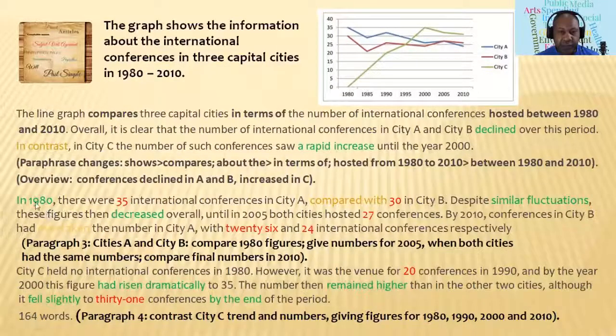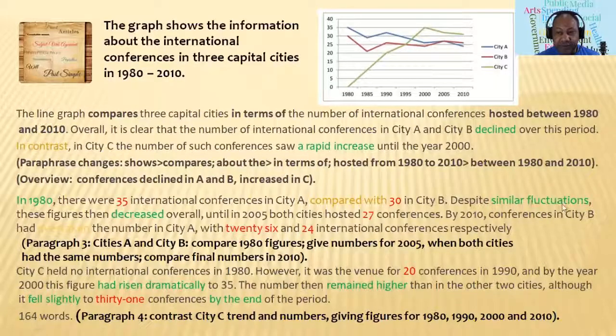First paragraph. In 1980, there were 35 international conferences in City A compared with 30 in City B. 35, 30. So that's our starting point. This also tells us that we're going to talk about City A and City B because this is our topic sentence. So the rest of the information is going to be about these 2 cities.